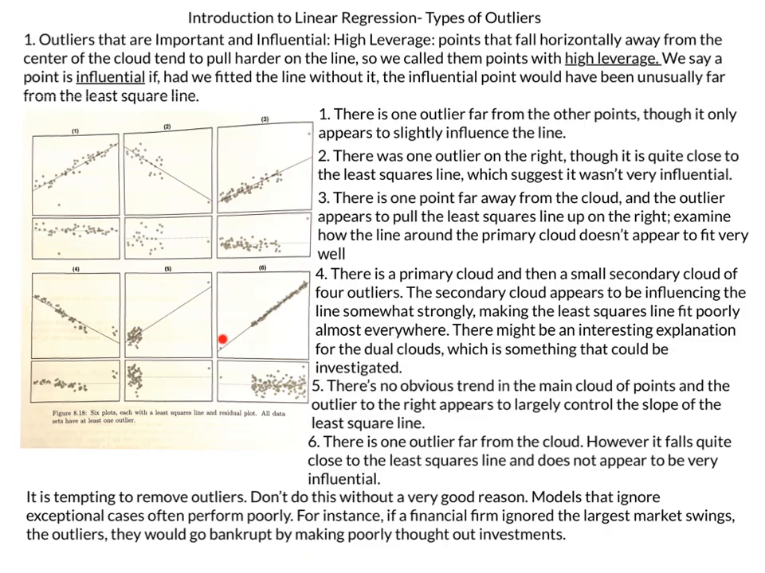This last example, here we have one outlier far from these other points, but you can see it's actually on the line. It doesn't have, like here, a huge vertical distance from the line. So this one is not a high leverage point. It's not influential. There's one outlier, however, it falls quite close to the least squares line and does not appear to be very influential. And one last note.